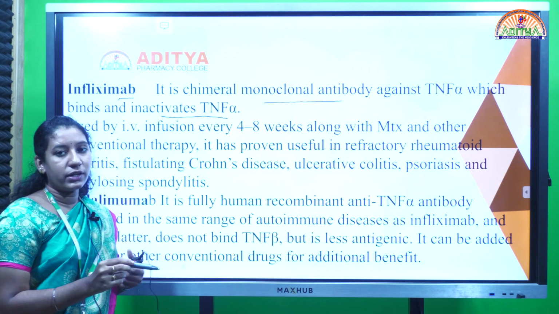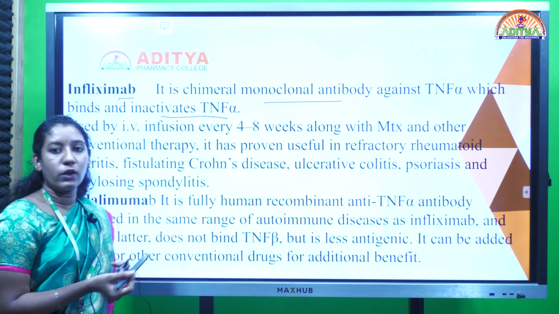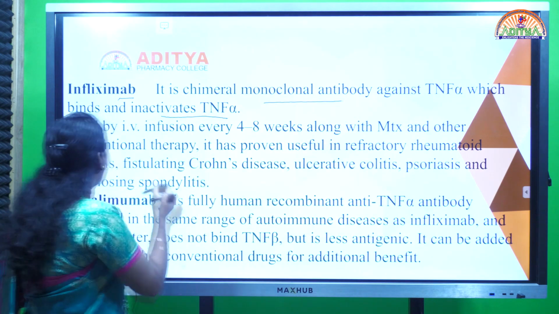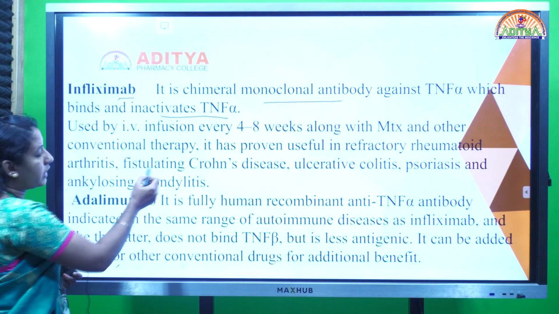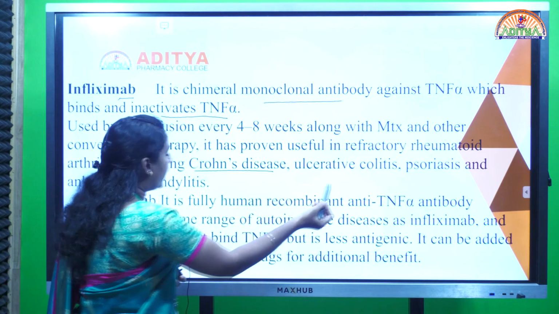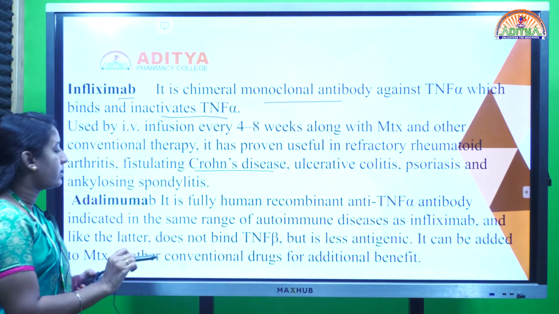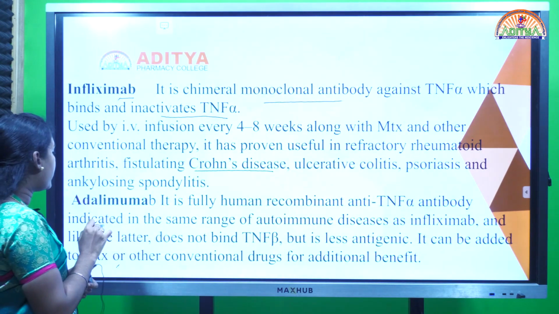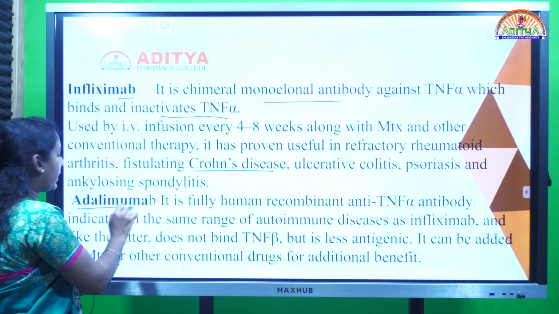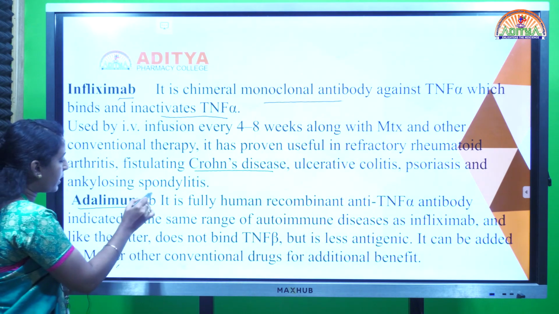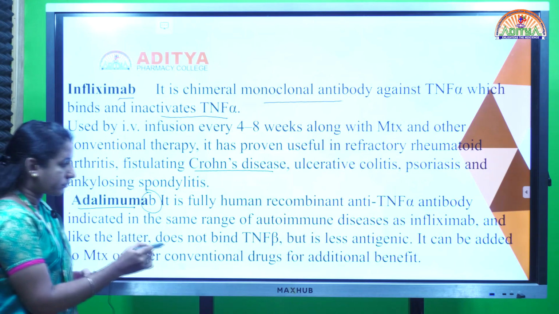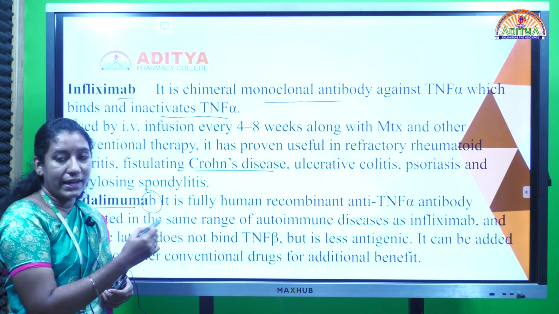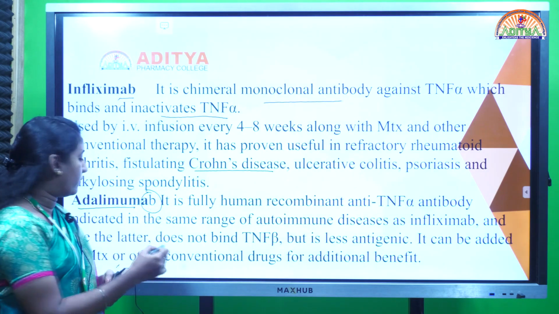Same as the earlier drug etanercept, it is also given along with methotrexate and other conventional therapy. It is also used in the conditions of rheumatoid arthritis, Crohn's disease, colitis, psoriasis and spondylitis. The uses are similar. And next, coming to the next drug, adalimumab. It also ends with -ab, that means it is also an antibody, and it also shows its action against TNF alpha.